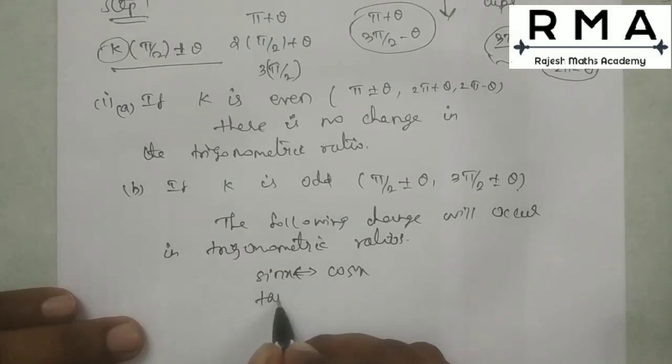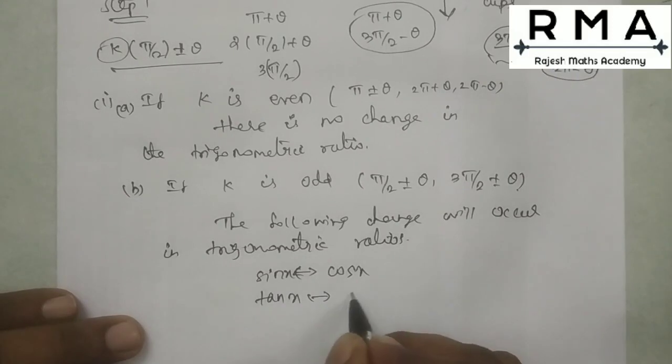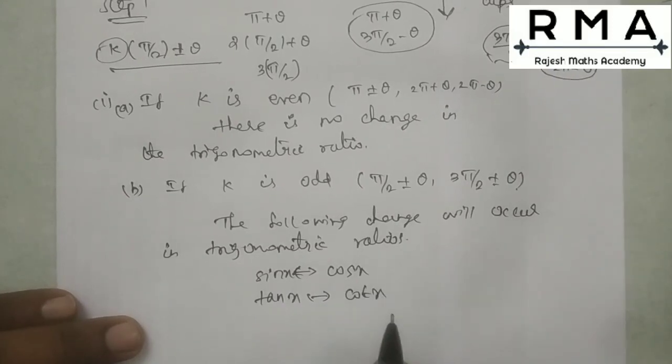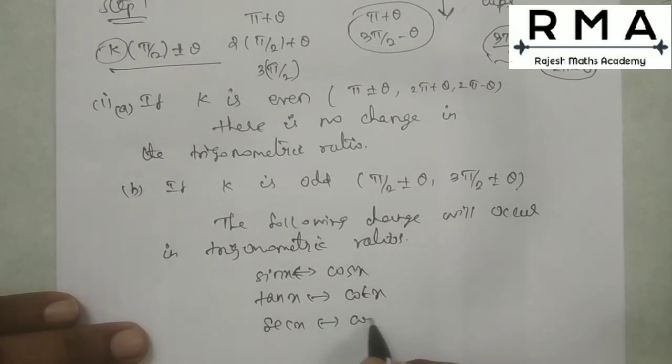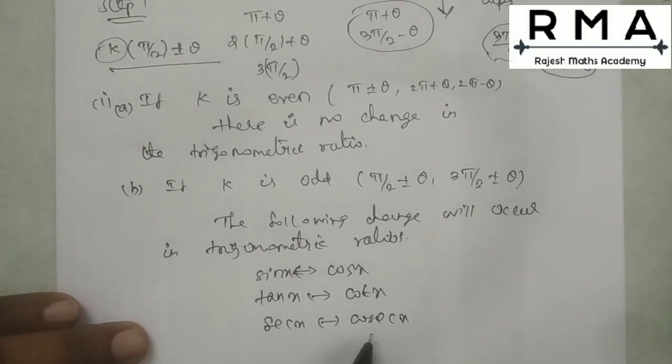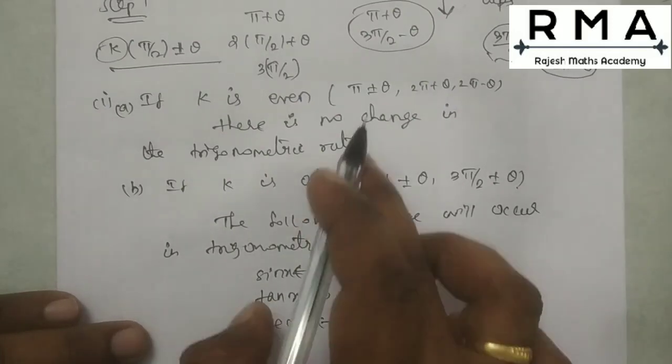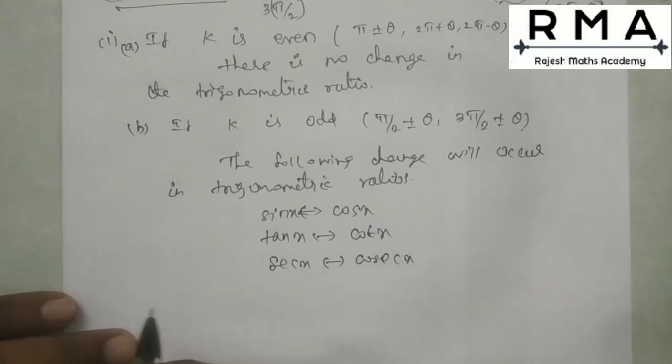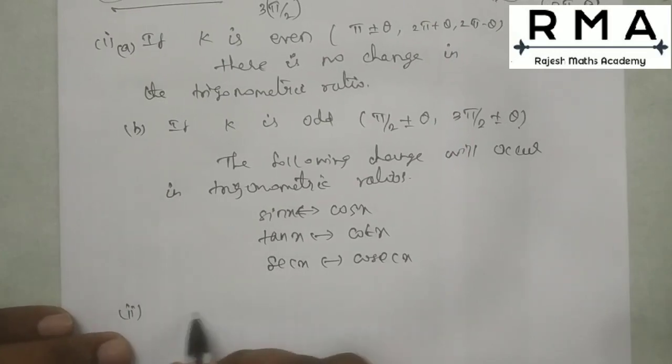Similarly, if tan x is available, it will change to cot x, or if cot x is available, it will be changed to tan x. Similarly, if it is secant x, that will be changed to cosecant x, or if cosecant x is there, that will be changed to secant x. This is the first step. After changing, or after no change, we have to check the symbol of the given function.